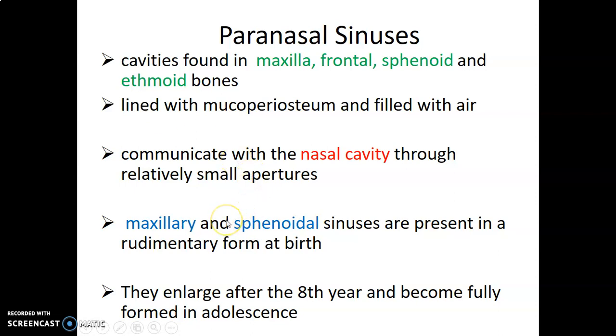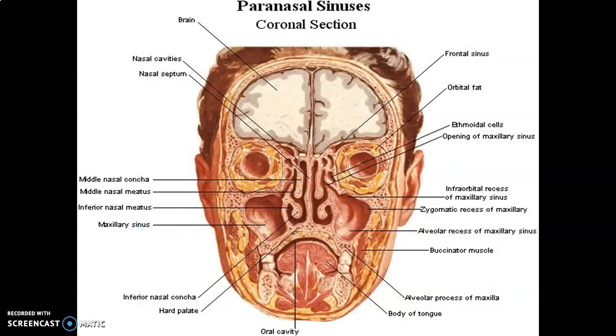Remember, maxillary and sphenoidal air sinuses are usually present and rudimentary at birth, but by 8th year they start enlarging and they become fully formed in adolescence. So a child is born with maxillary and sphenoid sinuses, which are present though rudimentary at birth.